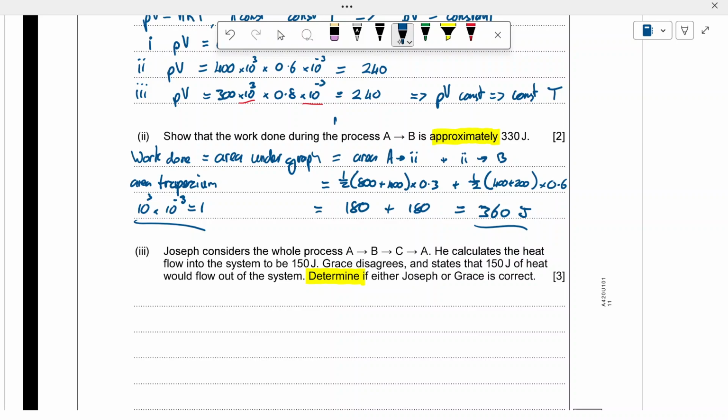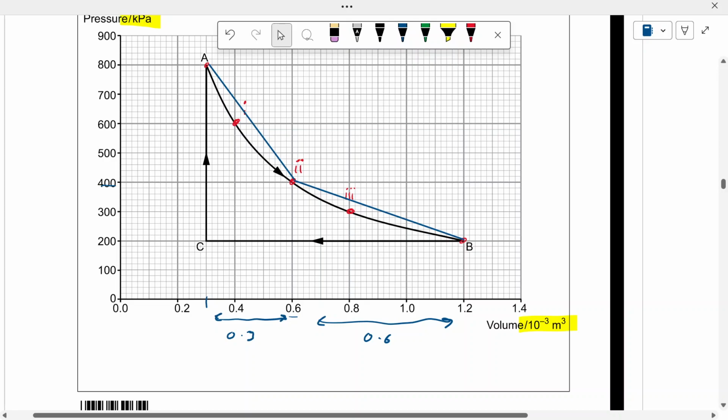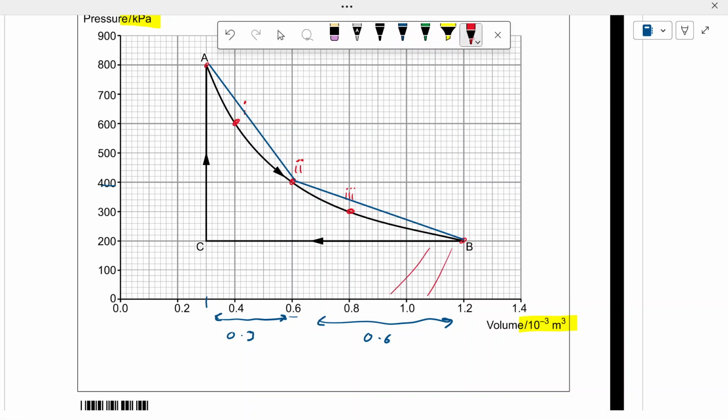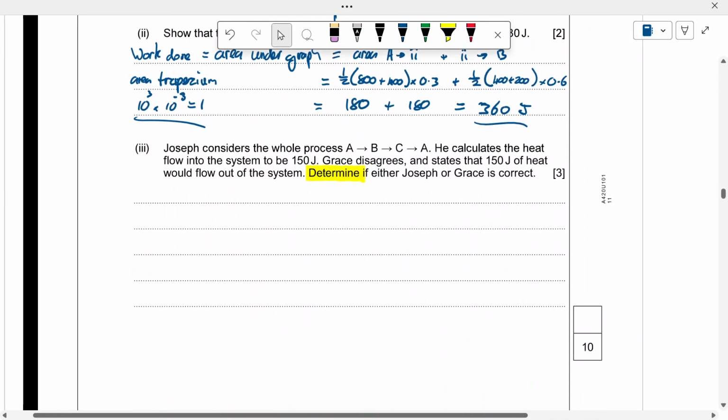So from A to B to C to A. As we go around this system, when we're compressing the gas, significantly less work is being done than the gas is doing as it expands, because it's expanding along this isothermal line from A to B. So that's substantially more work. So there is more work coming out of the system than going in. So there must be more heat going in than coming out. So I'm going to make that as a statement.